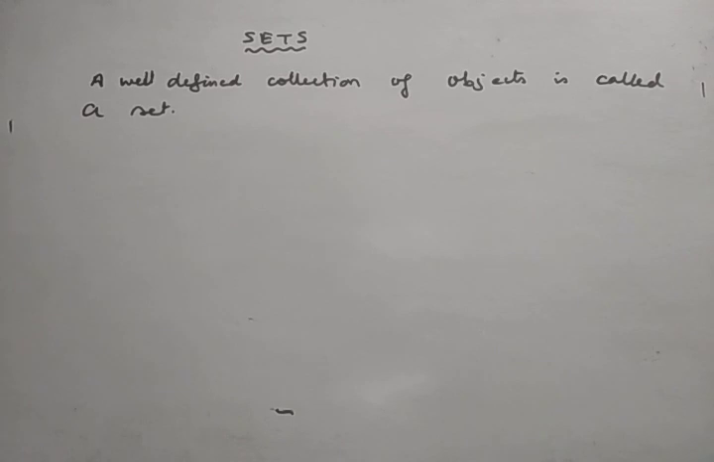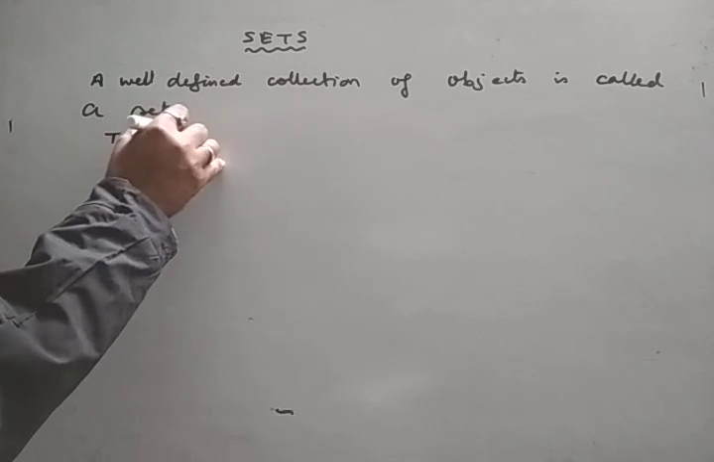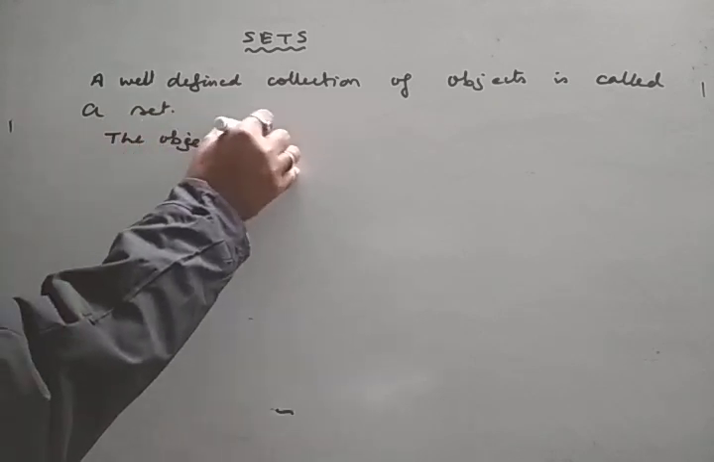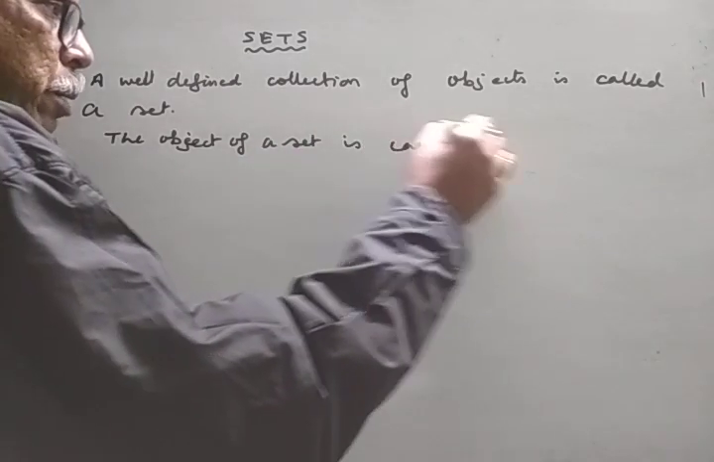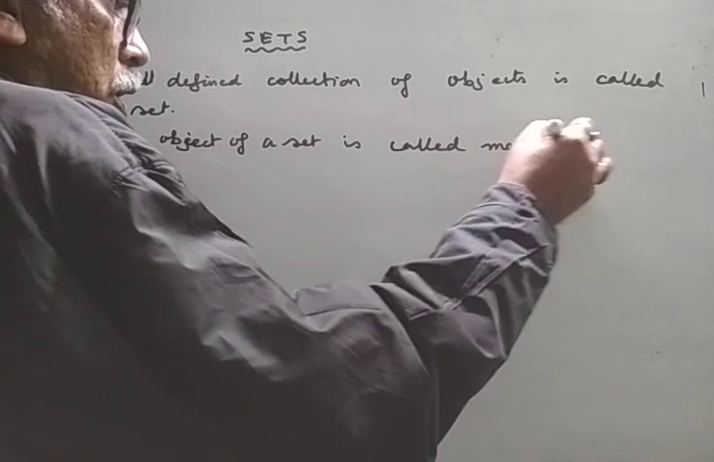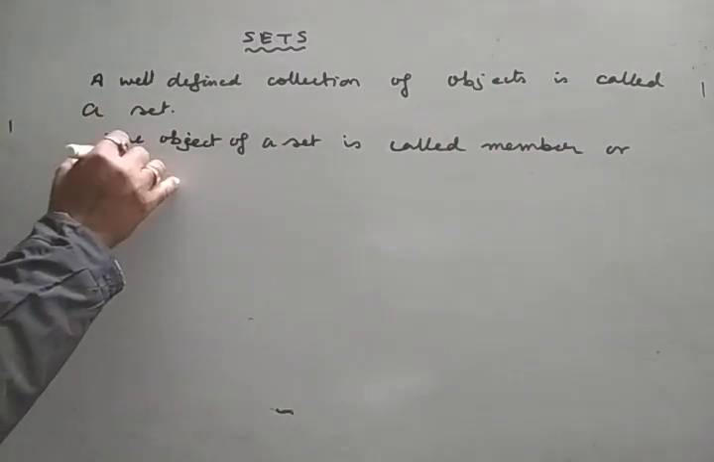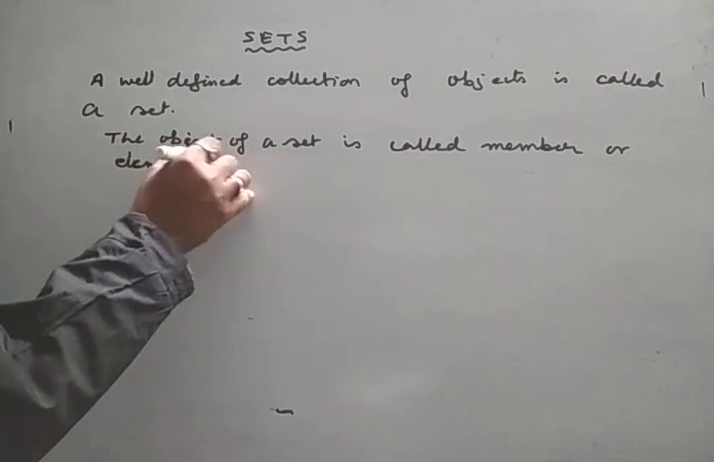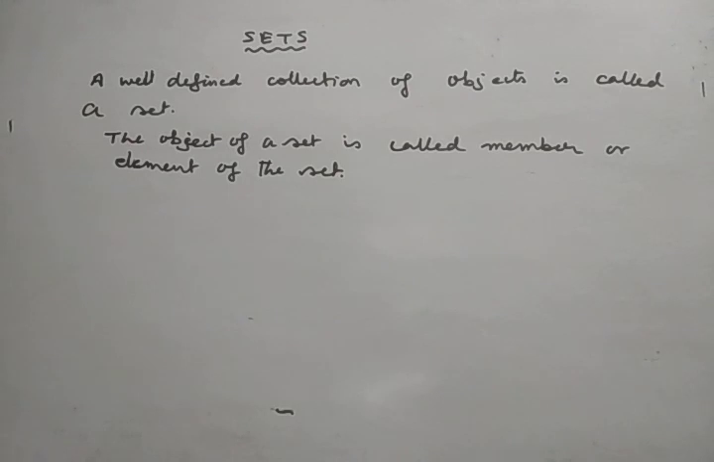Okay? The object of a set is called a member or element of the set. The object of a set is called a member or element of the set.